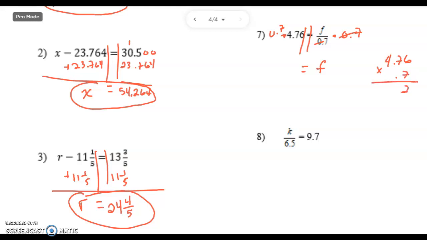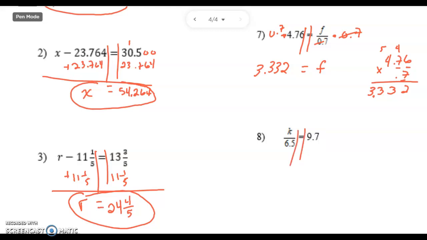7 times 6 is 42, carry my 4. 7 times 7 is 49, plus 4 is 53. Carry my 5. 7 times 4 is 28, plus 5 is 33. Decimal goes over 1, 2, 3 places because I have 1, 2, 3. So F equals 3 and 332 thousandths.